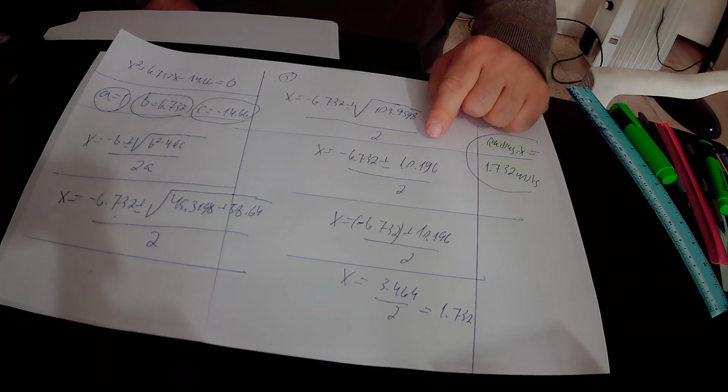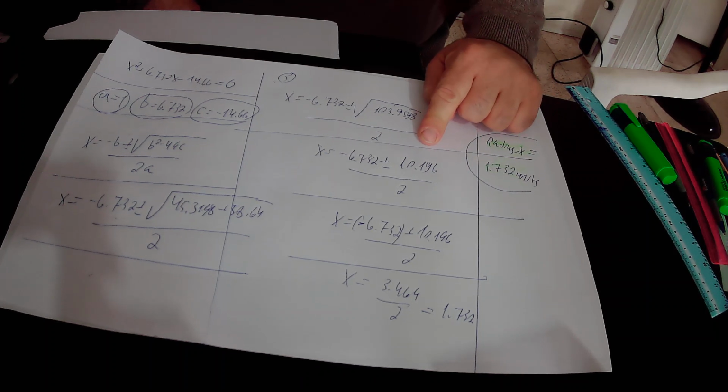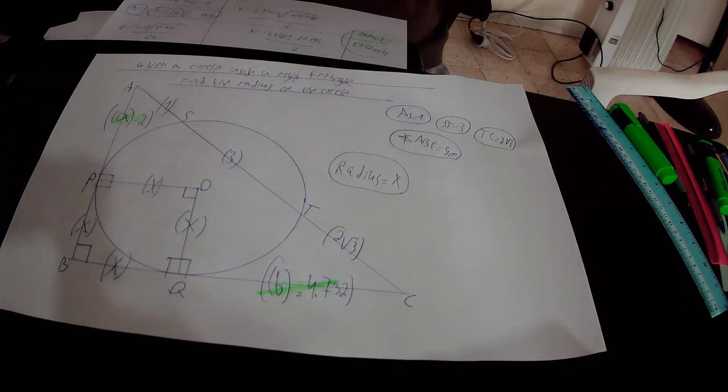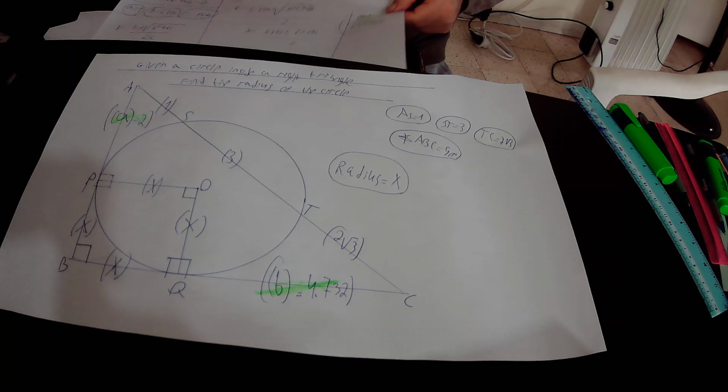So we have two possible solutions for x. The negative solution is irrelevant, it is incorrect, because according to our definition, x is the radius of this circle. So x as a radius is a length, and a length must be a positive number. Therefore, the negative solution is incorrect.